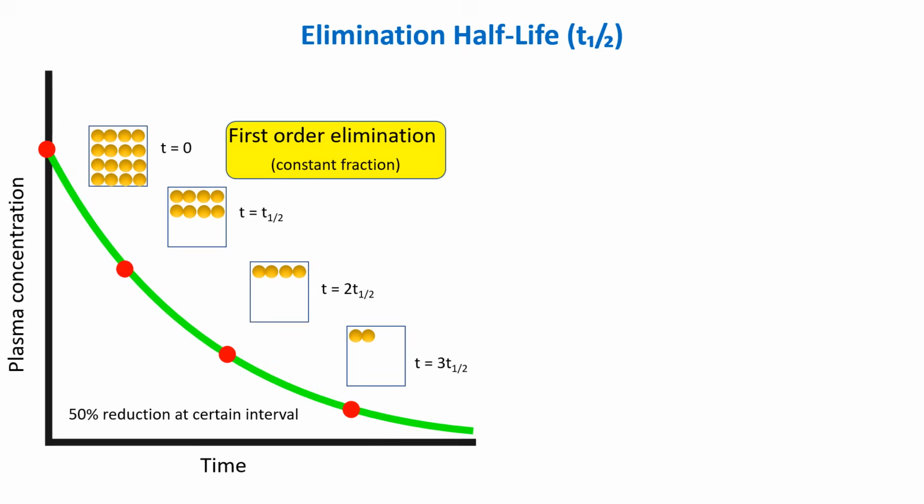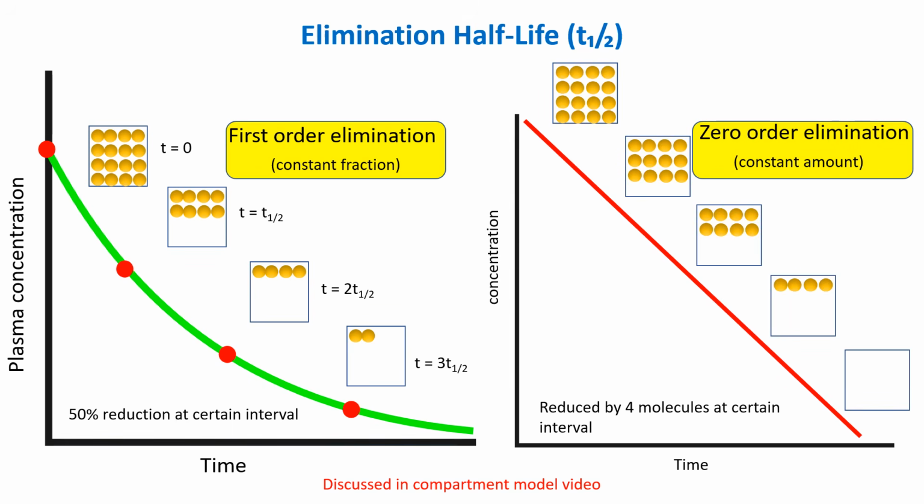The elimination of a drug can follow either first order or zero order kinetics. In first order kinetics, the rate of drug elimination is directly proportional to the drug concentration. This means that a constant percentage of drug is eliminated per unit time, regardless of plasma concentration. In zero order kinetics, the rate of drug elimination is constant and independent of drug concentration. This usually occurs when the elimination mechanisms such as metabolic enzymes or transporters are saturated.